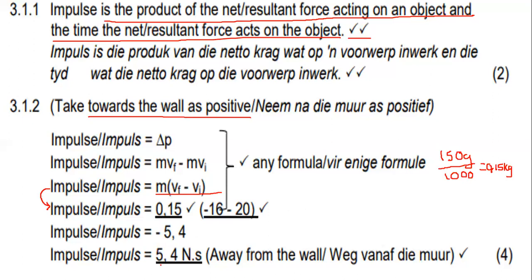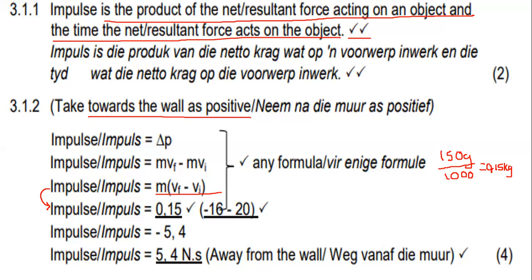Then you do your mathematics. You will then say impulse is equal to negative 5,4. Then when you see that it is negative 5,4, you then interpret it altogether. When you interpret it, you basically try to explain to us what the negative means. Then we say impulse is equal to 5,4 Newton second. Remember, this is the SI unit for impulse. And the negative means away from the wall altogether.